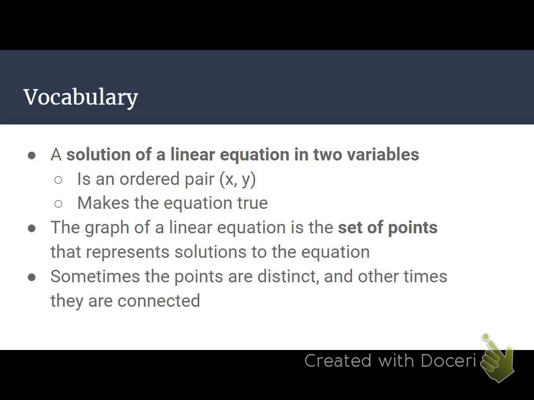In our notes, we need to know that a solution of a linear equation in 2 variables is an ordered pair x comma y, and it makes the equation true. The graph of a linear equation is the set of points that represents solutions to the equation. So that's kind of like what we saw in the warm-ups with our domain and range that we were given. Sometimes the points are distinct, like they were in the warm-ups, just points, and other times they are connected.